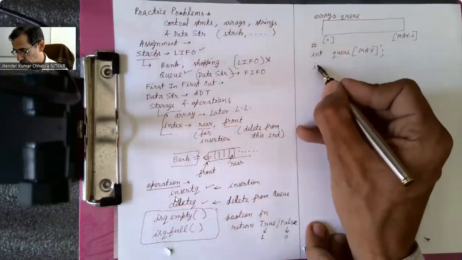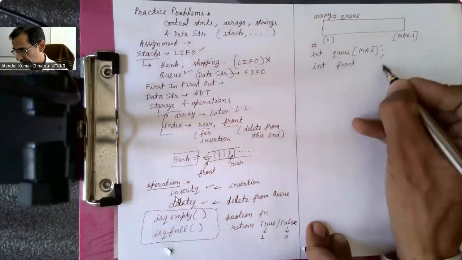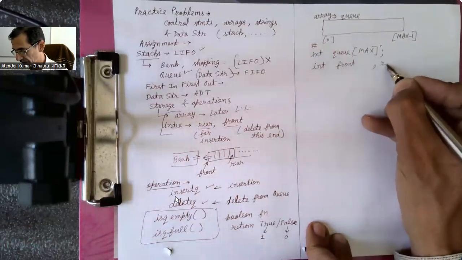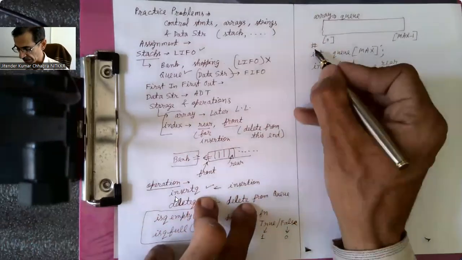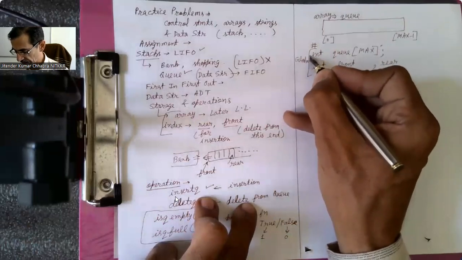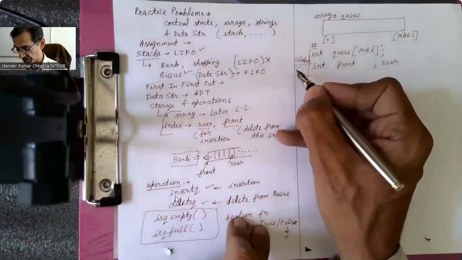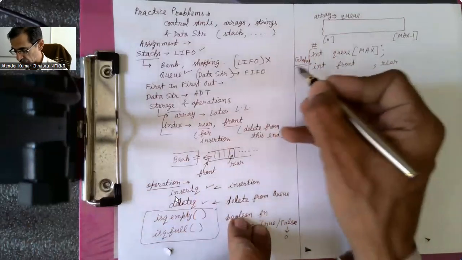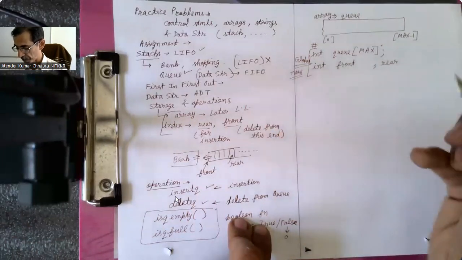Then we will have two ends. One end we call front, the other end we call rear. And we have to give them initial values. For the time being, we are using them as global, as we have been doing earlier. Later, we will be doing it through parameters. Only for the time being, we are taking them global.